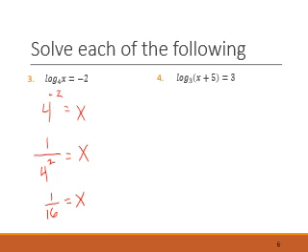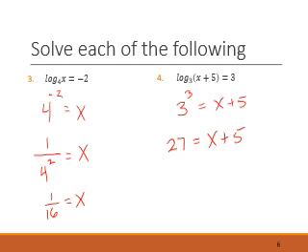And this other problem, problem 4, if I rewrite it in its exponential form, that is saying 3 to the 3rd power is x plus 5. 3 to the 3rd power is 3 times 3 times 3, which is 27. And now I have to do just one more step to isolate the variable, so I've got to move the 5. And now I've got the variable isolated, and there's your answer.